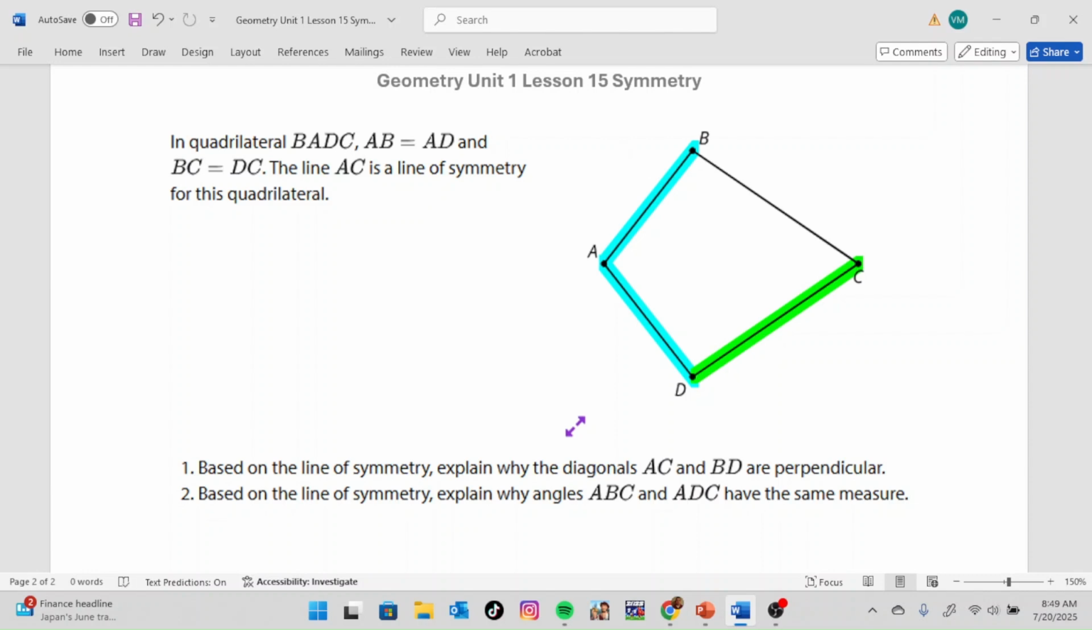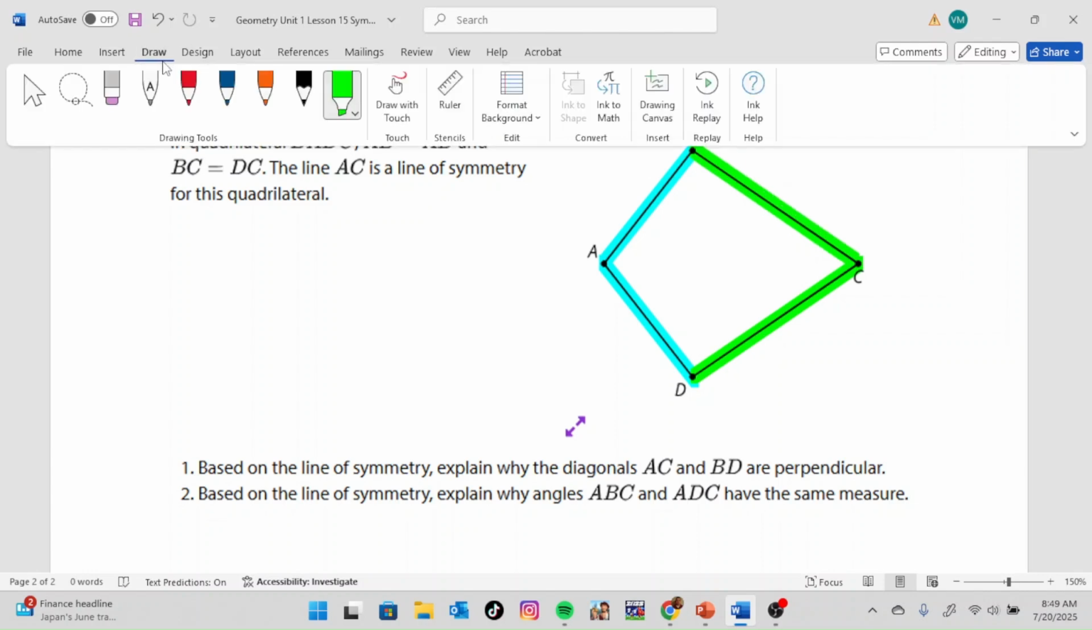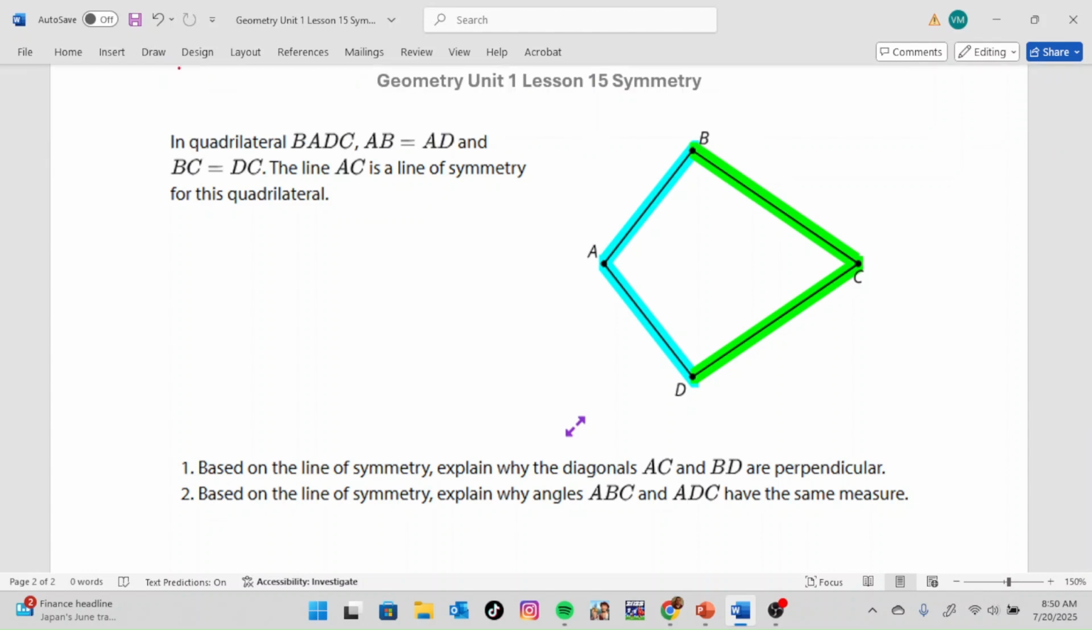This line segment equals this line segment. And the line segment AC, going right through the center here, is a line of symmetry for this quadrilateral. That means if I fold the top down, they will line up. And if I fold the bottom up, they will line up right on top of each other.